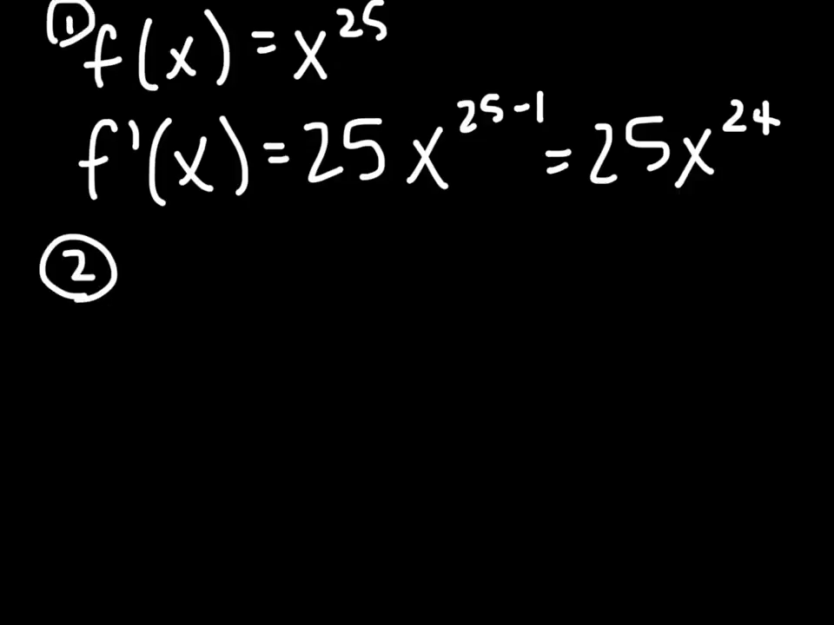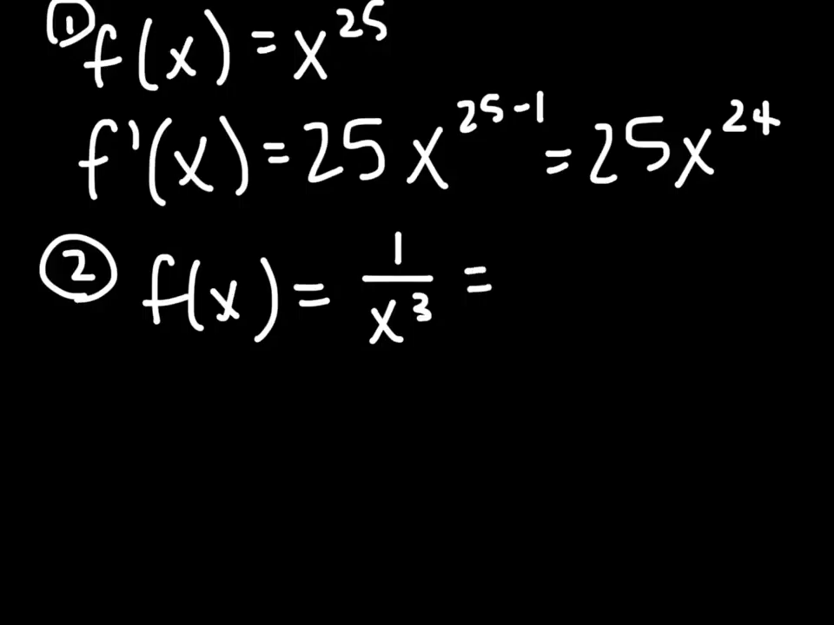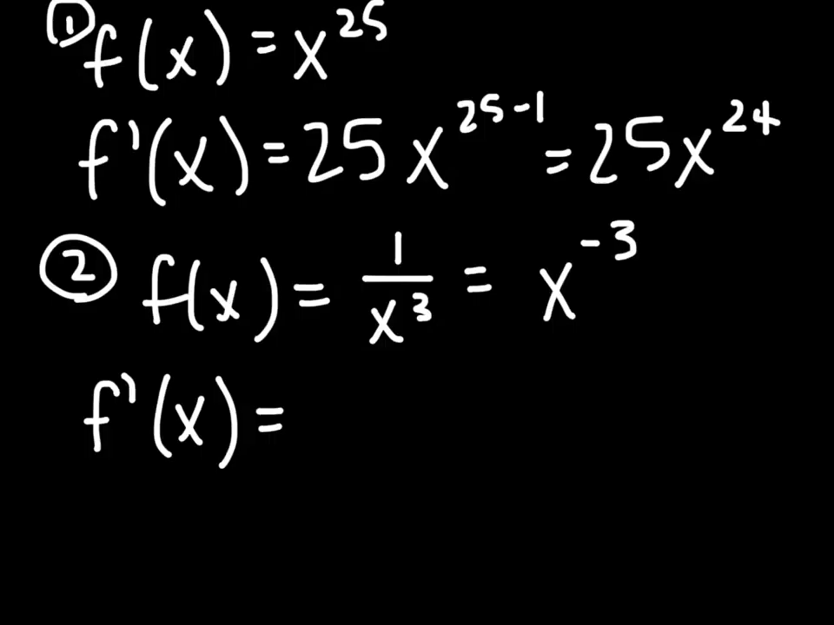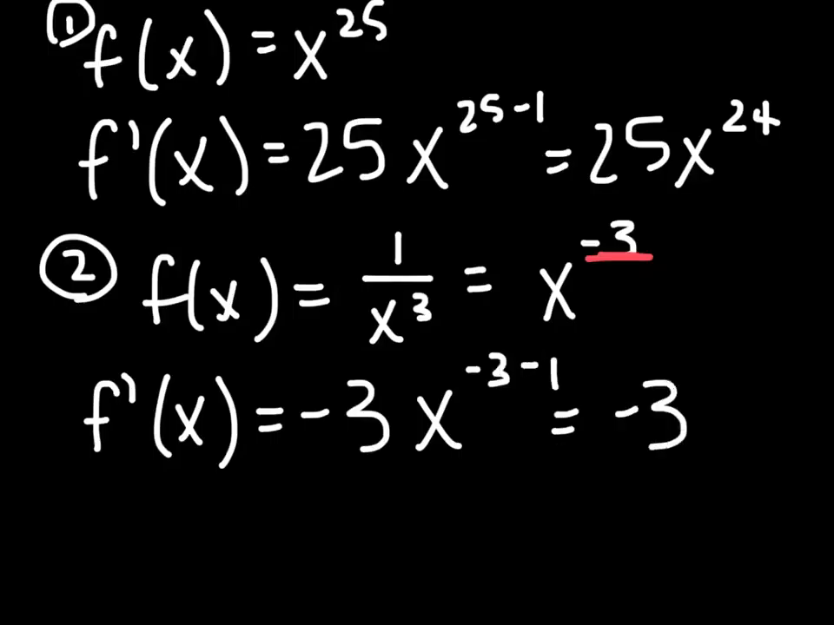So number 2, let's try f of x equals 1 over x cubed. First I'm going to want to rewrite f of x. So I'll rewrite this as x to the negative 3. If I want to find the derivative, f prime of x, I would get n, which is negative 3, times x to the n minus 1, or negative 3 minus 1. So I would end up with f prime of x equals negative 3 times x to the negative 4th. And I can also rewrite this as negative 3 over x to the 4th. So that's rule number 1.